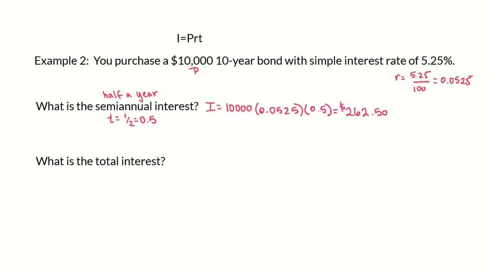Now the total interest means what is the interest earned over the full 10 years of the bond. So the only thing in this previous formula that will change is the time. Since the time is in years and it's a 10-year bond, we use T equals 10 for this total interest. Other than that, the equation remains the same. I equals 10,000 multiplied by the rate 0.0525 multiplied by the new time of 10 years. Calculating this, we get $5,250. So the total interest of the 10-year bond is $5,250.